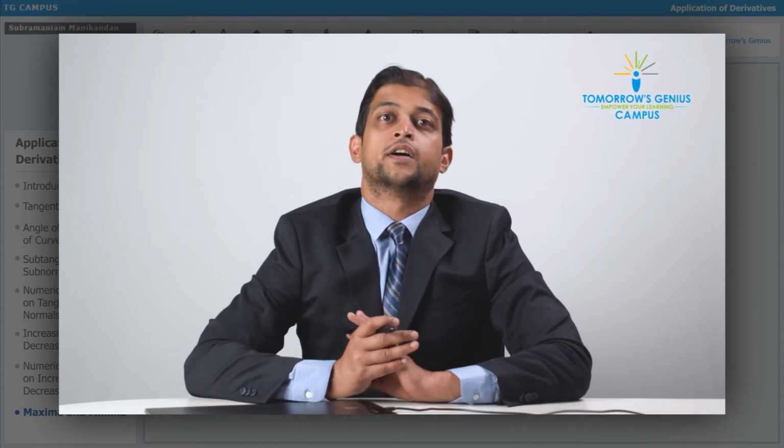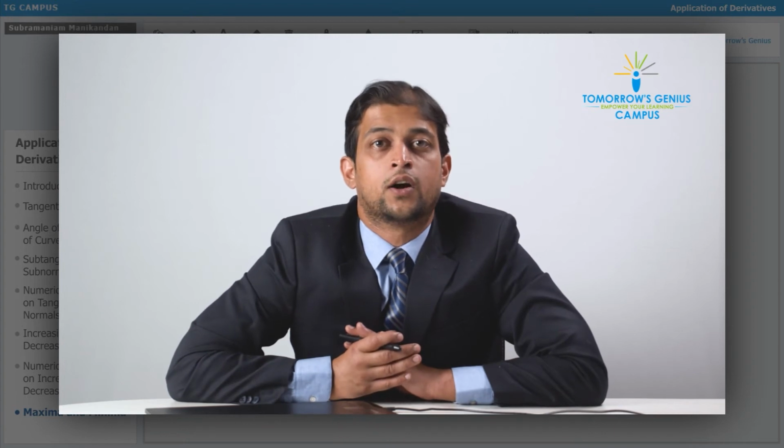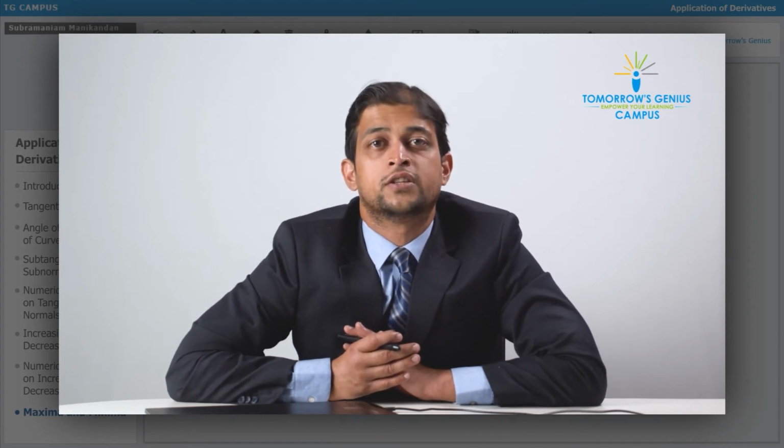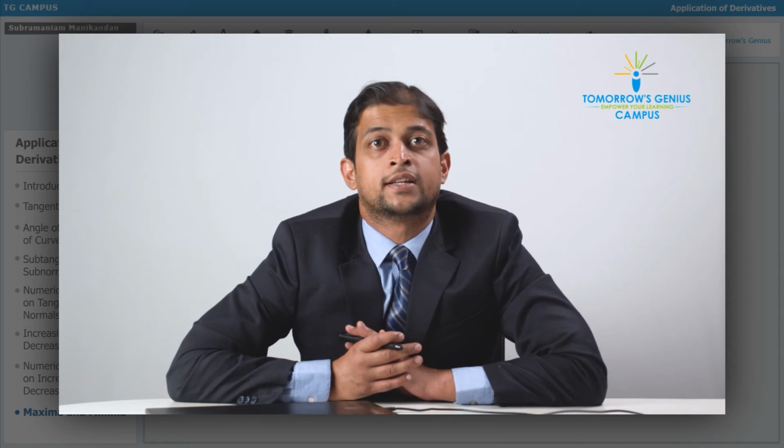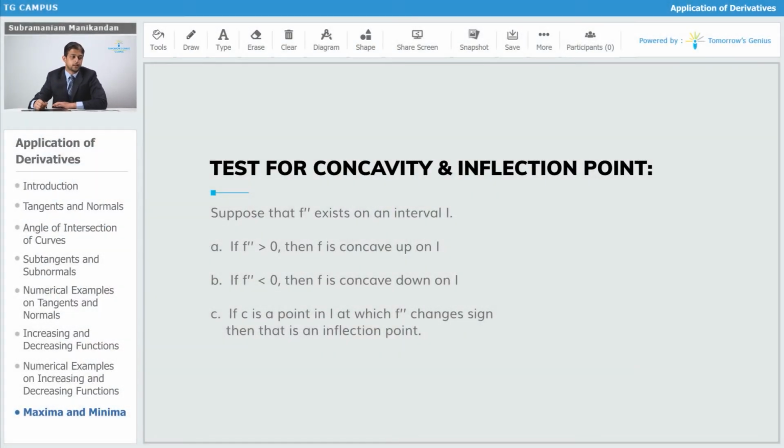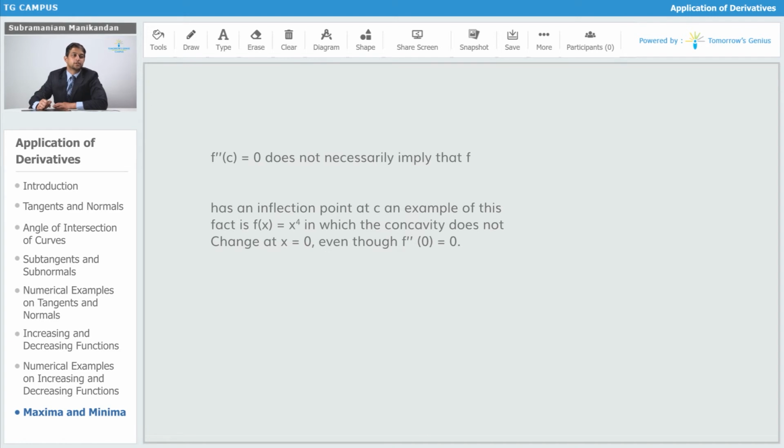So that will involve applying this test in order to find out where the concavity of the function changes. That is, where the sign of the second derivative of the function changes from increasing to decreasing or decreasing to increasing. Let us look at some examples based on this. f double dash c equal to 0 does not necessarily imply that f has an inflection point at c. That is, the second derivative of the function equal to 0 does not necessarily mean that there will be an inflection point. We can look at examples of that also.